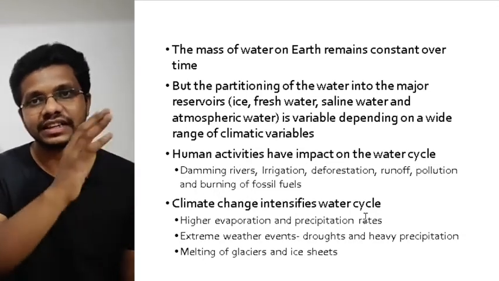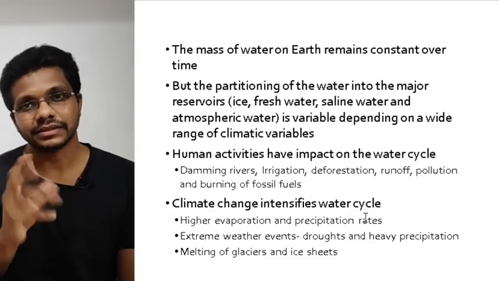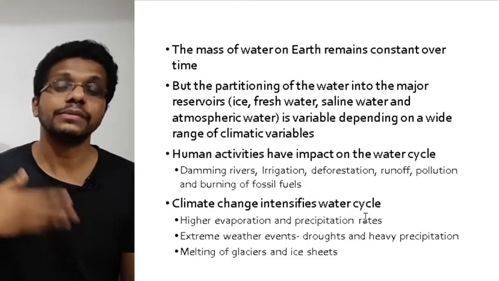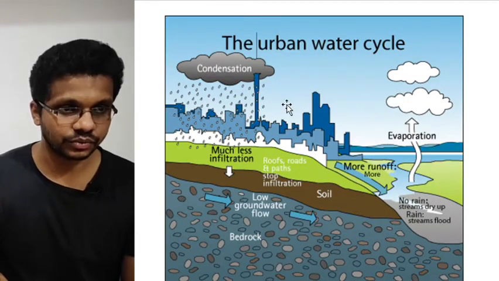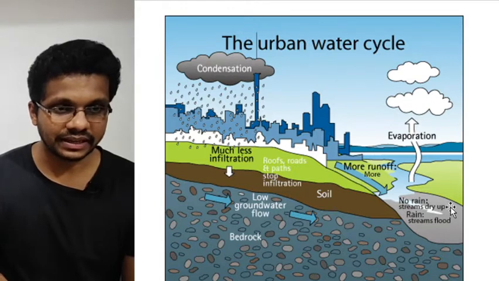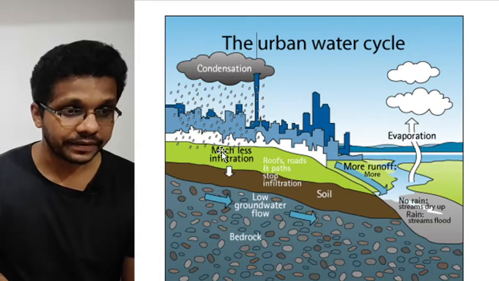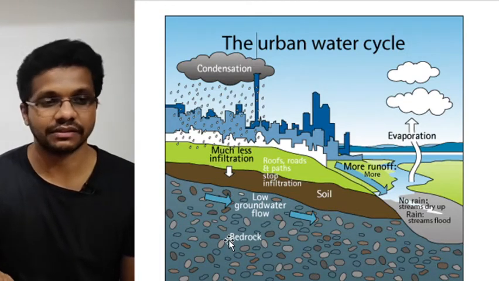The amount of water on the earth is constant, but it disturbs the flow of the water cycle. So here is a representation of the water cycle, especially in urban areas. The evaporation occurs, the condensation also occurs, but the infiltration of water into the ground is less because of the constructions and everything.